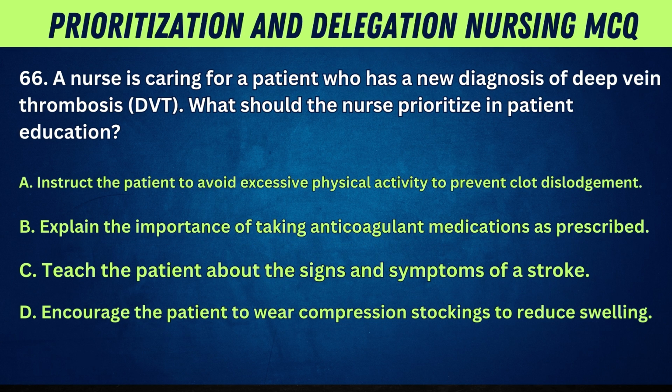66. A nurse is caring for a patient who has a new diagnosis of deep vein thrombosis, DVT. What should the nurse prioritize in patient education? A. Instruct the patient to avoid excessive physical activity to prevent clot dislodgement. B. Explain the importance of taking anticoagulant medications as prescribed. C. Teach the patient about the signs and symptoms of a stroke. D. Encourage the patient to wear compression stockings to reduce swelling.